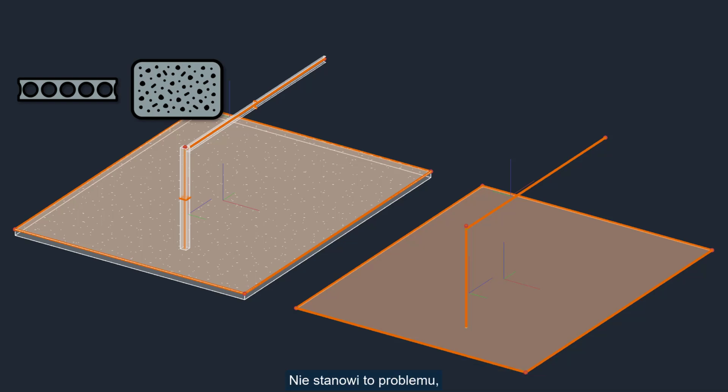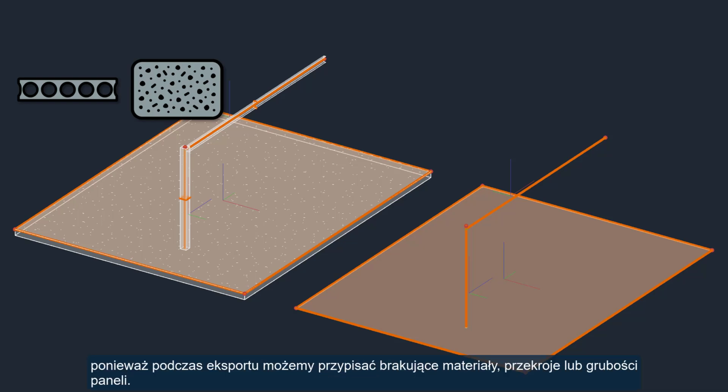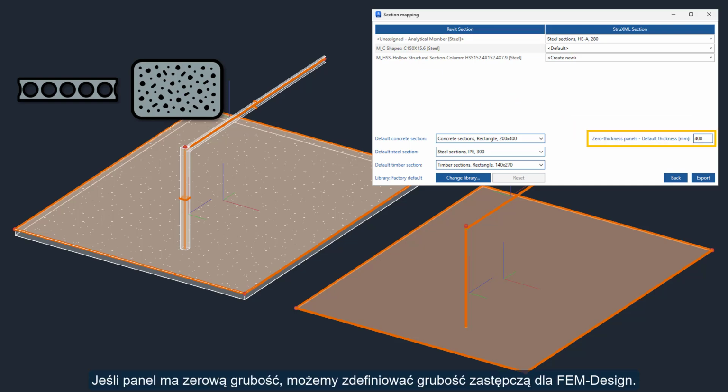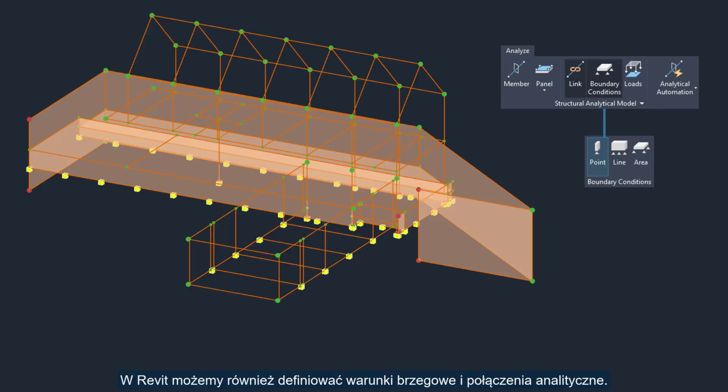This is not a problem because during export, we can assign missing materials, sections, or panel thicknesses. For example, if a member has no section, we can define a default starting section by material type. If a panel has 0 thickness, we can define a substitute thickness for FEM-Design. Inside Revit, we can also define boundary conditions and analytical links.